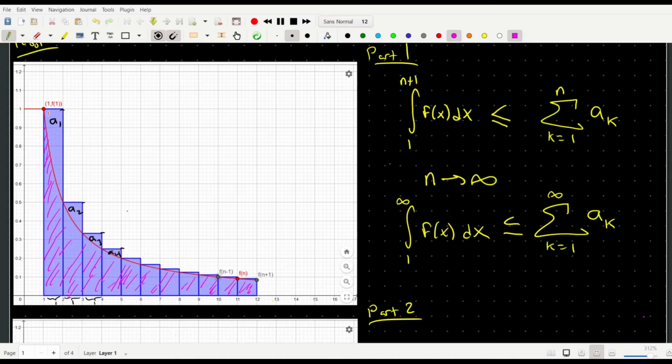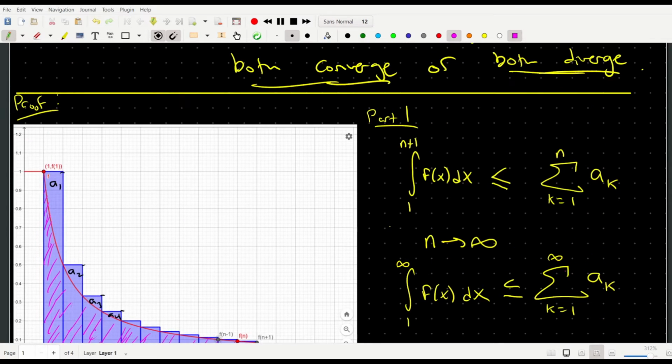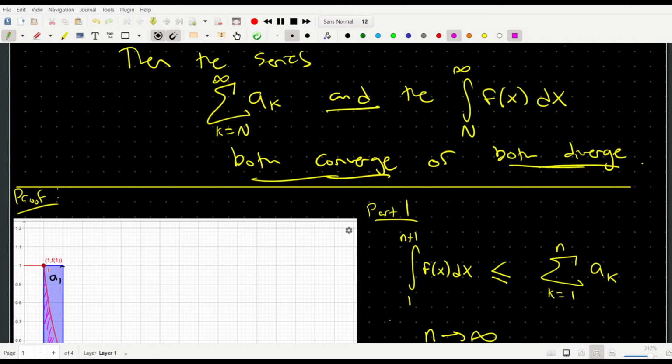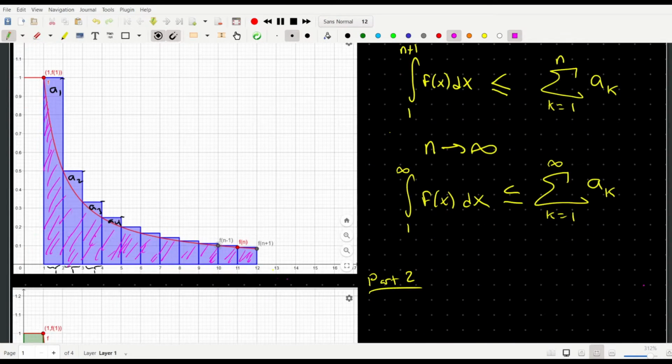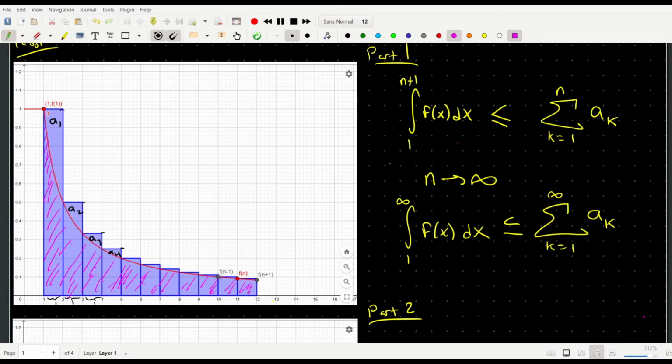So basically, if this area blows up to positive infinity as n goes to infinity, then it's forcing the sum of all of these rectangles, which is also an area, to blow up to positive infinity as well. So this gives us the connection between the divergence of this improper integral and the divergence of the series, and concludes part 1 of this theorem, or this test.